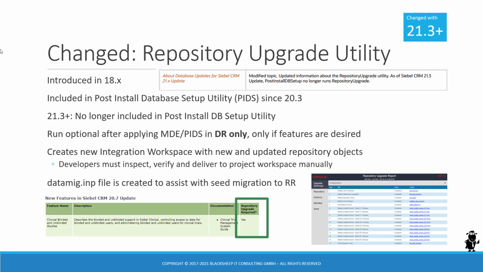There is also a datamig.imp file created along the process, which you can find in the log directory. And this file assists with migrating the seed data that also go with the repository upgrade, like list of values and views, etc. Assists them to use them in the migration application, because the migration application will of course take care of the repository changes with the migration repository services, but you also need to migrate the seed data using the application data service, and that's why this datamig.imp file is really helpful.